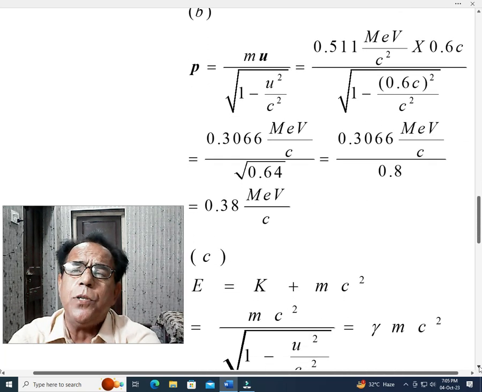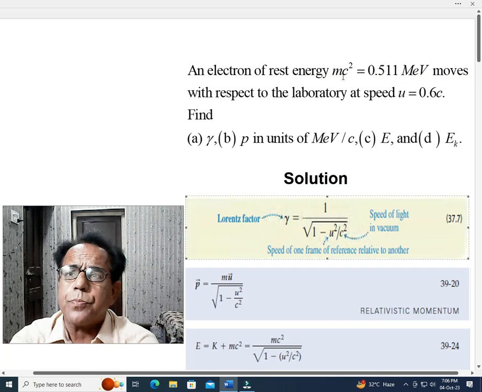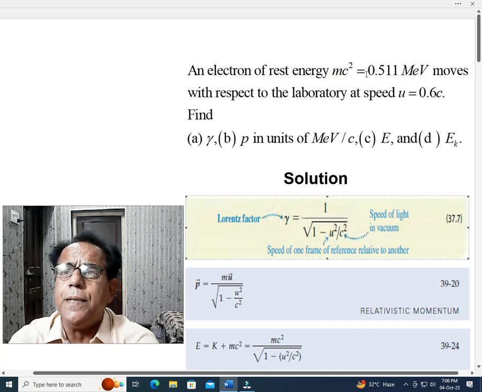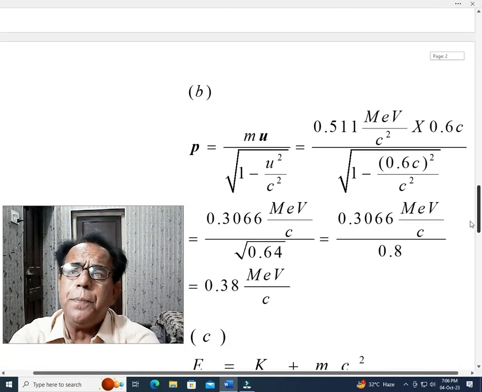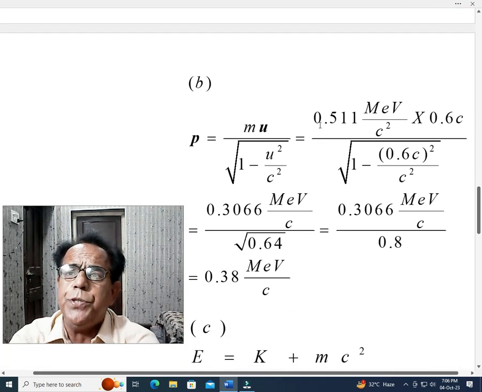Relativistic momentum P is equal to mu over the square root of 1 minus u square over c square. What we have done is just put the value of m from the statement. We go to the statement. This is given: mc square is equal to this. So if we keep m on one side, then m will be equal to 0.511 million electron volt over c square. So in part B, in place of m we have used this value.